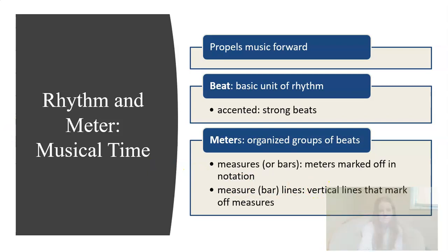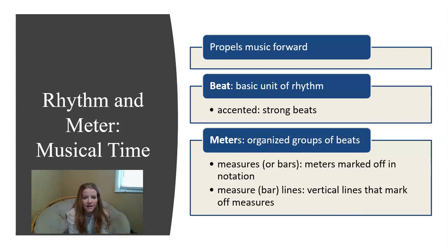So, rhythm and meter, they propel the music forward. We need some ability to move, to do something with the music, and rhythm and meter help us do that. Two terms for us: beat, which is a basic unit of rhythm, and we can usually tell that by strong beats and weak beats. And then the second term is meter, which is how we organize all of those beats together. Now usually when we're looking at music, we will see measures or bars and bar lines, which you'll see in a second on the next slide. But our two important terms are beat and meter, and they are different. Beat is our most basic unit of rhythm, and meter is how we group them together so that it makes sense for us in music.